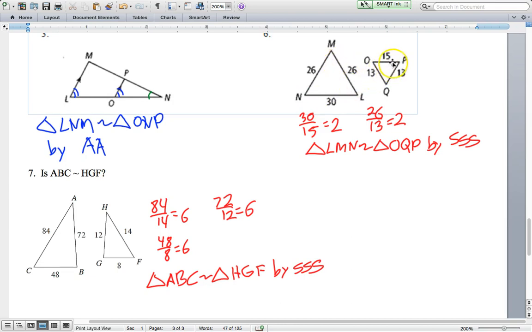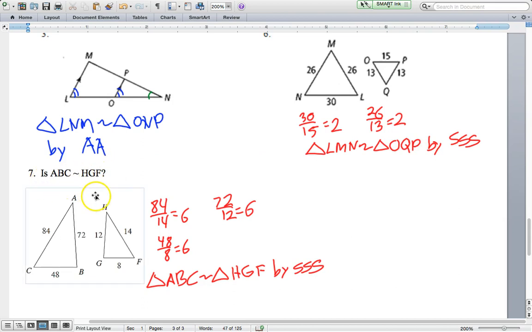So even though this was upside down, I got to use 15, which is the big side, and the angle to its right if I flipped it around. So that would be angle O. So O corresponds to angle L. So we'd have to say OQP is similar to triangle LMN.